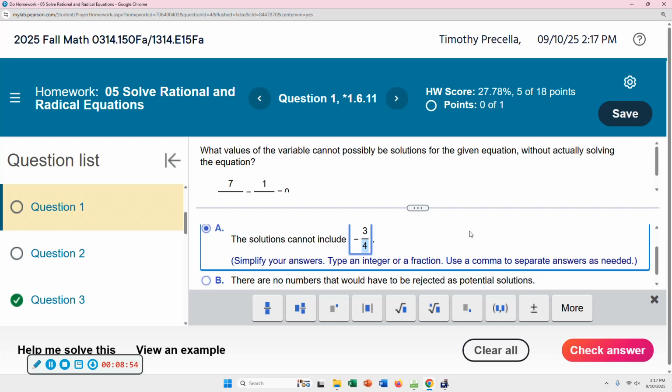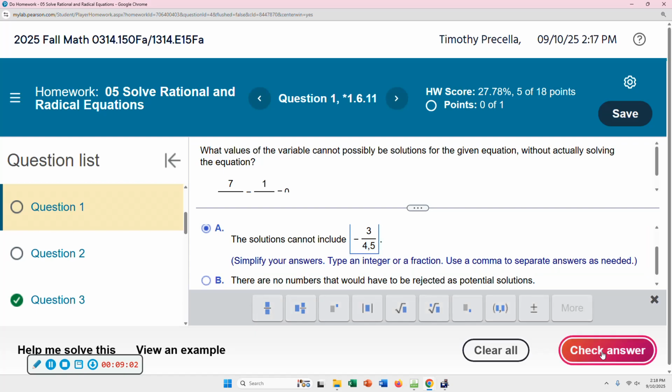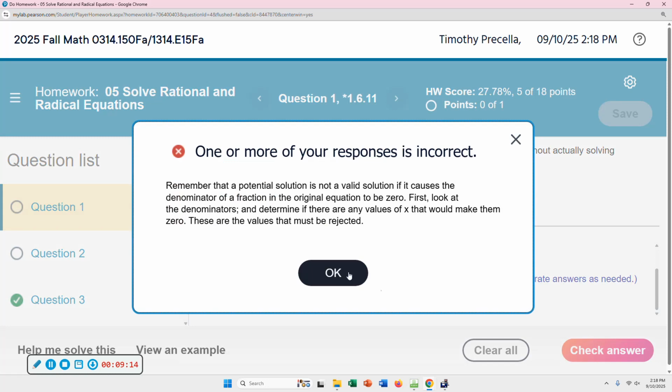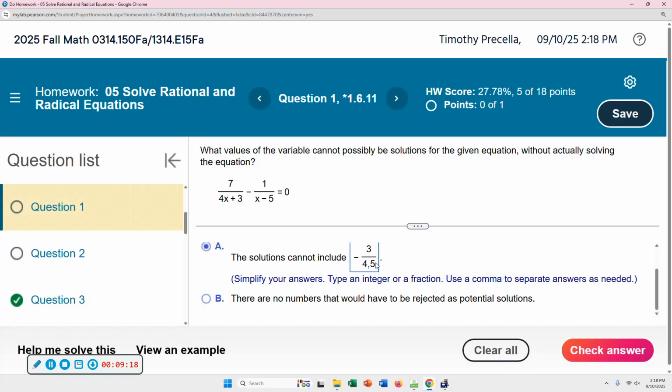Sometimes students get the right answer for this problem and send me screenshots. They typed the right answer and it said wrong. I'm like, no, that's not the right answer. Do y'all see what's wrong there? That comma should not be in the bottom of a fraction. It doesn't know what I did wrong. It just knows that's not right.